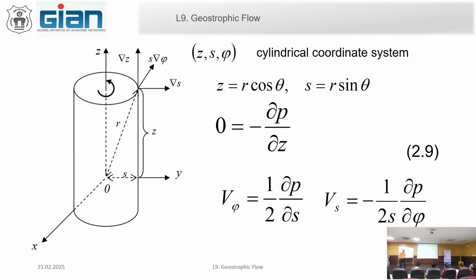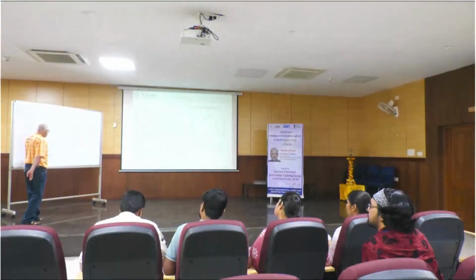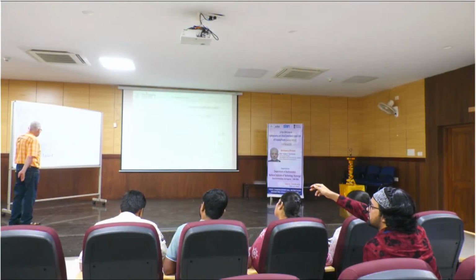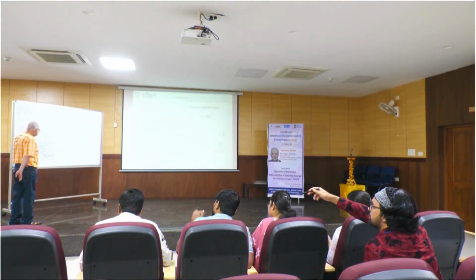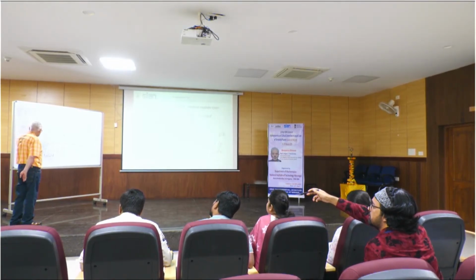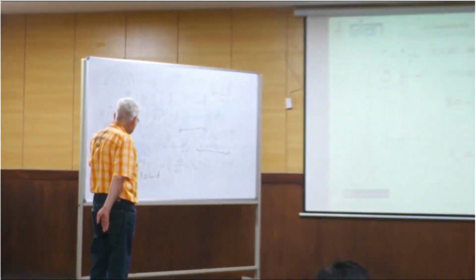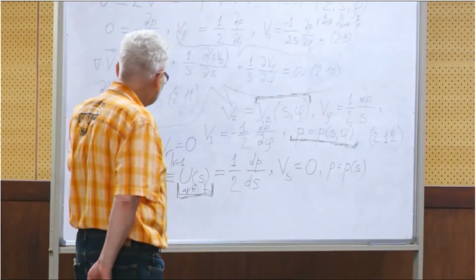Okay, please. Can you explain again how you arrived at those boundary conditions? Which boundary condition? Vs equals 0, V phi equals 0, Vr equals 0. Yeah, no, the last line. V phi equals 0. Vs equals 0. Vz equals 0. Yeah. Actually, Vz equals 0.